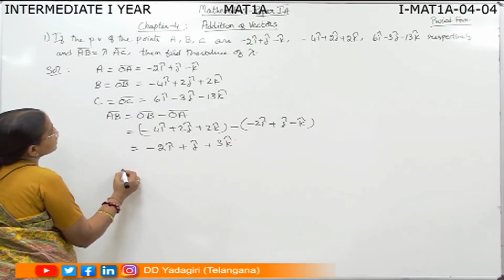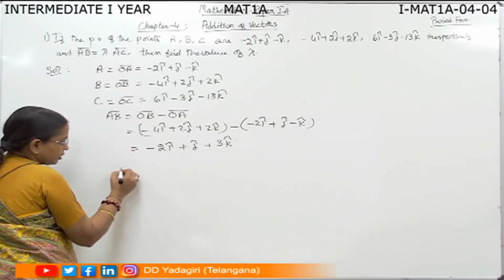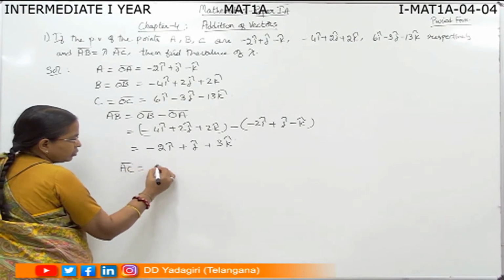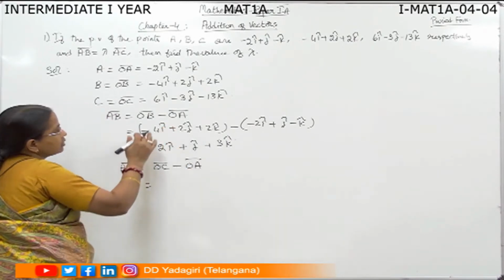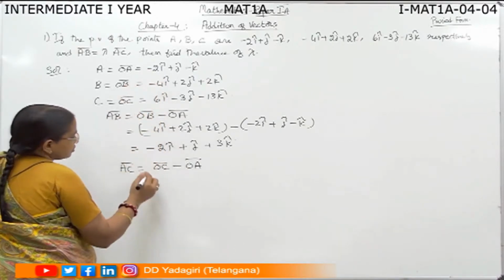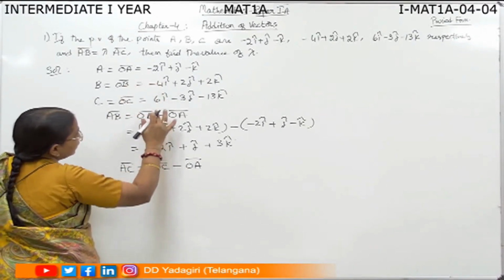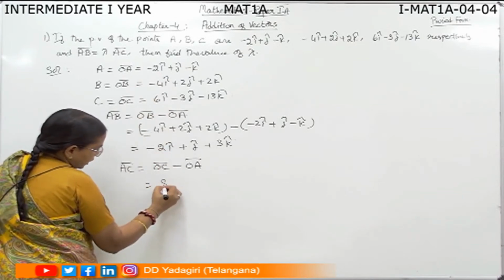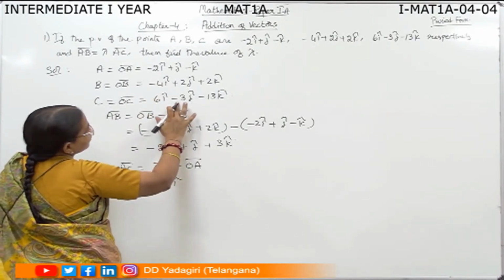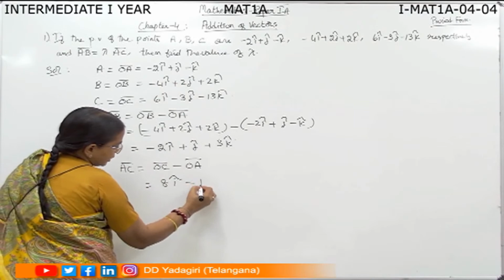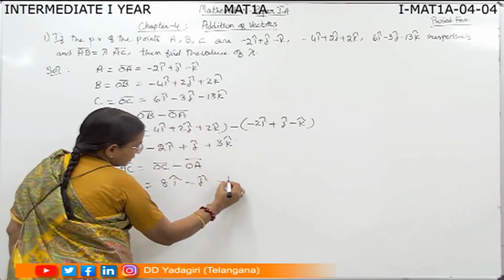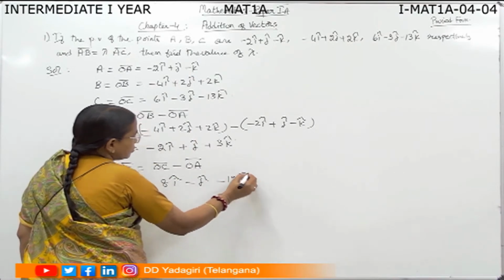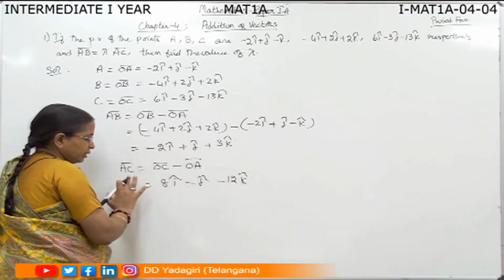Next is the AC vector. What is the AC vector? OC minus OA. Subtract in the same way. I am directly writing it: 6 plus 2, so 8i, and then minus 3 minus 1, so minus 4j, and then minus 13 plus 1, so minus 12k. So just simplify like this and you will get AC.